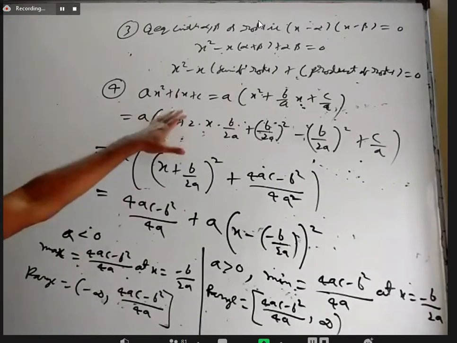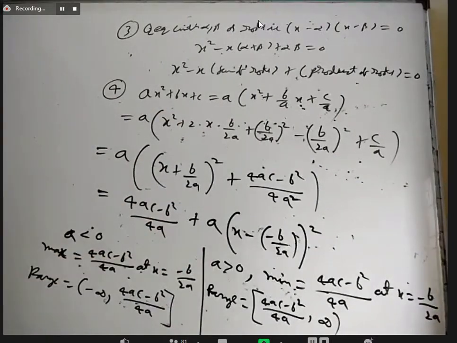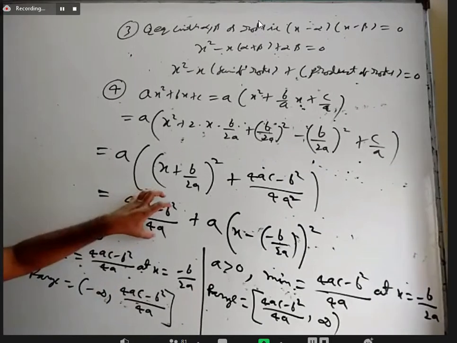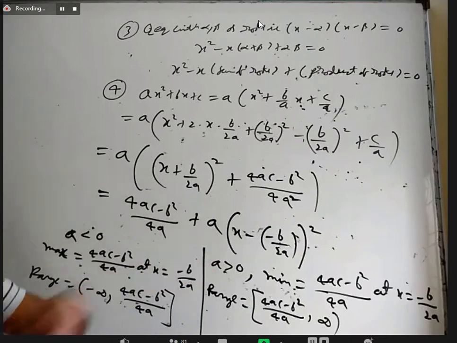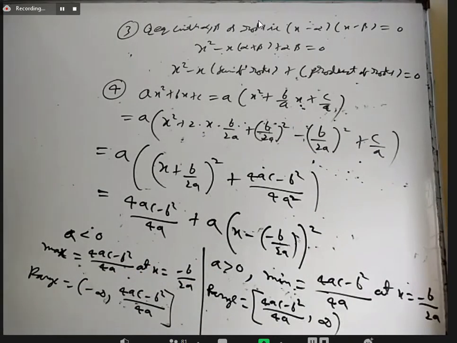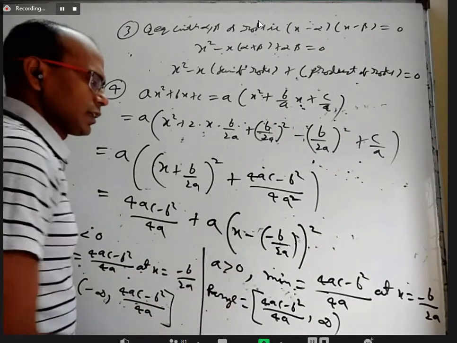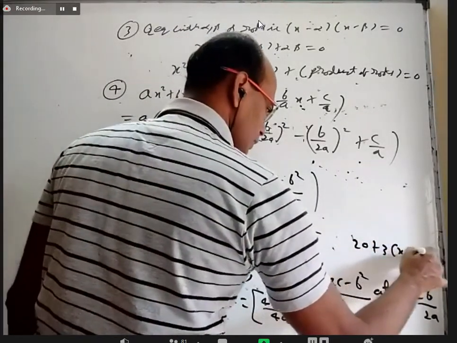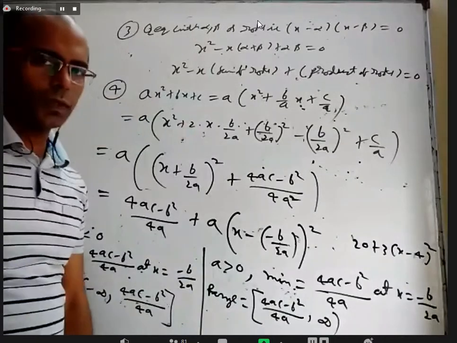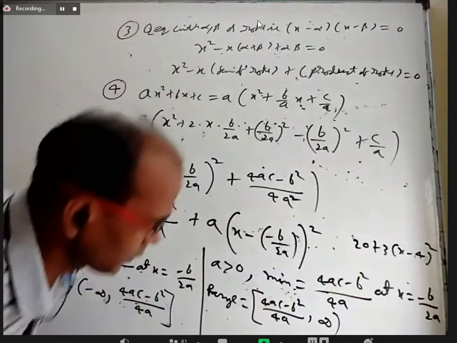We have done perfect square and all just to find the minimum and maximum of this. This is some number, this is a perfect square. Everything depends on whether this is a positive number or negative number. Just to understand this, I can give an example like 20 plus 3 into (x minus 4) whole square. Minimum will be 20, maximum will be infinity.